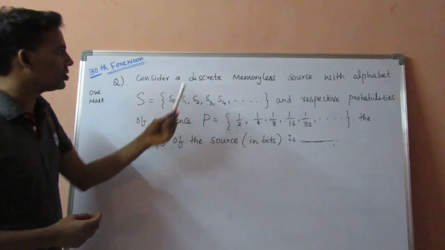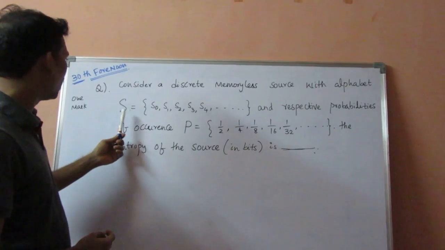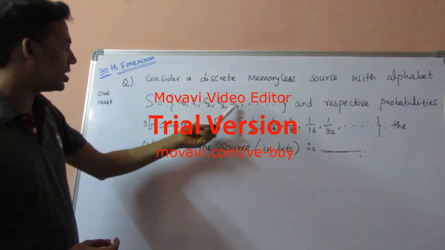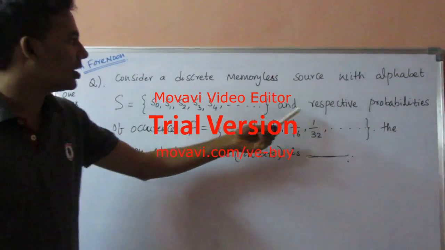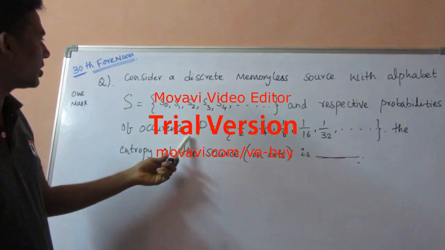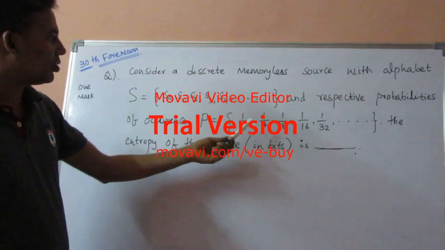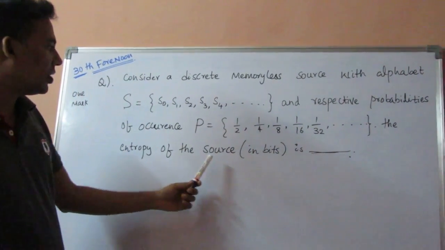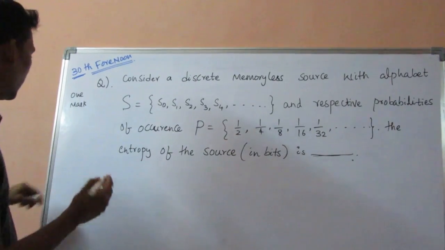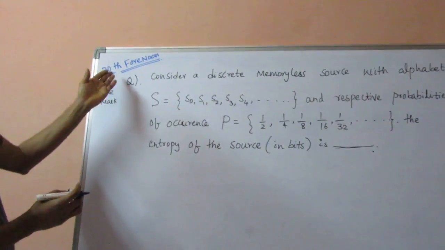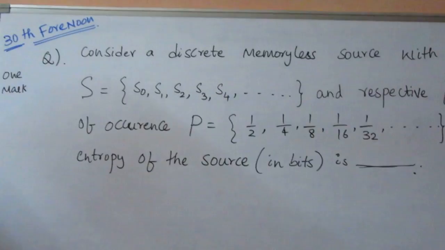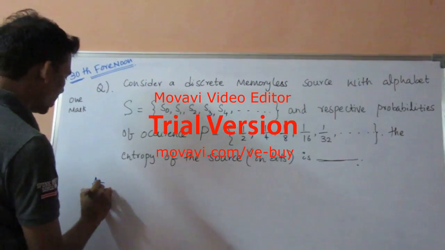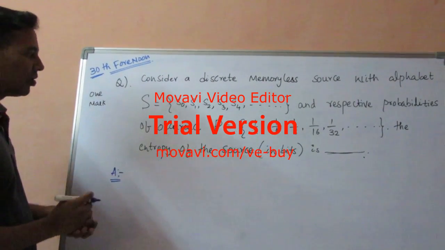Consider a discrete memory source with the alphabet capital S consisting of S0, S1, S2, S3, S4, and so on, and respective probabilities of occurrence capital P as 1/2, 1/4, 1/8, 1/16, 1/32, and so on. The entropy of the source is? This was asked on the 30th morning, a 1 mark question, and the solution is very simple. It is based on the definition of entropy of a source.